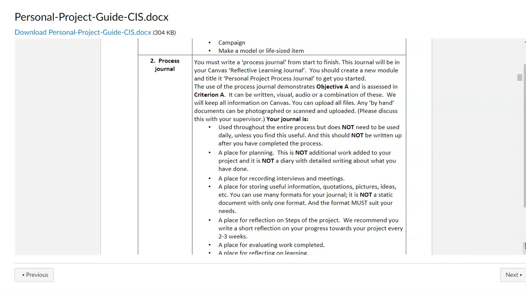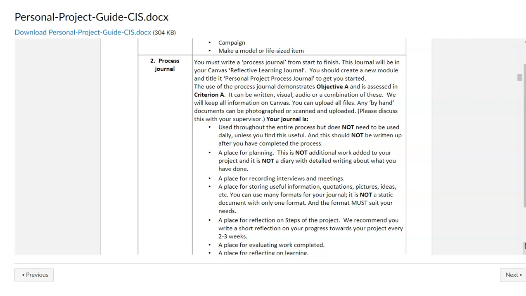You should keep all information on Canvas or in your OneNote. If you take any notes by hand, these should be photographed and scanned and uploaded into either Canvas or your OneNote. You should discuss this with your supervisor. Your journal will be used throughout the entire process, but does not need to be used every day, unless you find this useful. It should not be written up until after you have completed the process, but you should make sure you keep notes along the way.